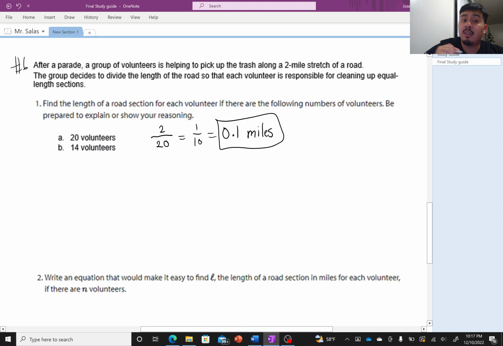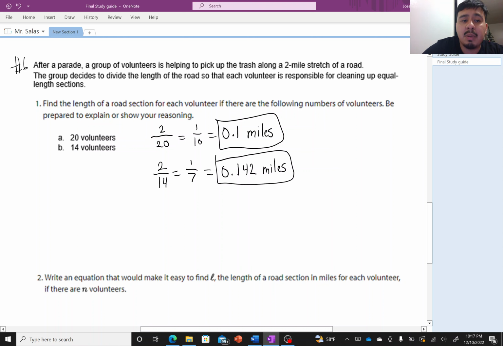Letter B says, what if there's 14 volunteers? Well, we're just going to do the same thing. 2 divided by 14 is equal to 1/7. And then if I convert that to a decimal, that is 0.1... Whoops. My mouth said 1 and my pen said 4. But it's actually 0.142 miles. We're going to keep it at 3 decimal places. 0.142 miles. And that is our answer for B.